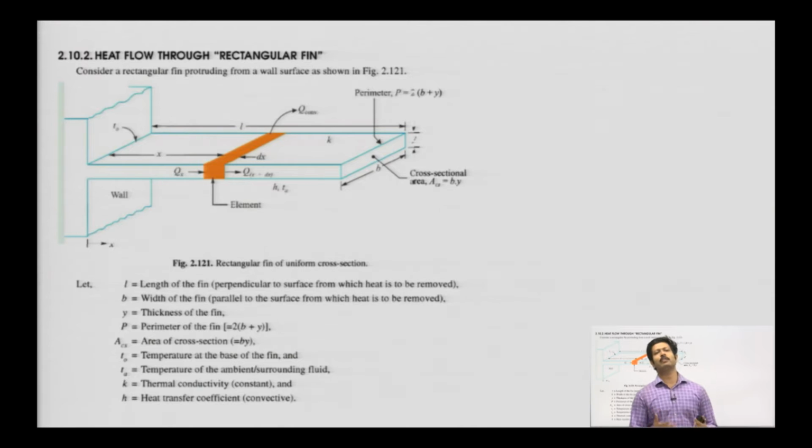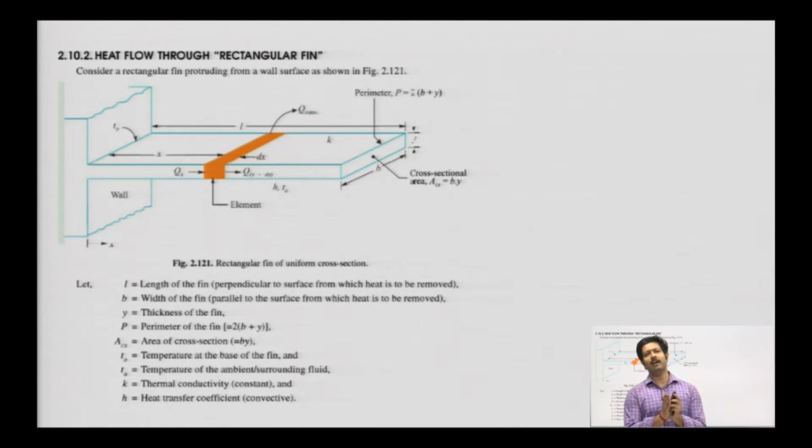Heat flow through a rectangular fin, I have already done this several times, but just to revive the heat balance in your mind. The orange strip that you're seeing is the element, and that element has a thickness dx. We all know that when solids are in contact with each other, the heat transfer is basically conduction. T0 is the base temperature and Ta is the ambient temperature. The element is at a distance x from the base, and it has a thickness of dx.